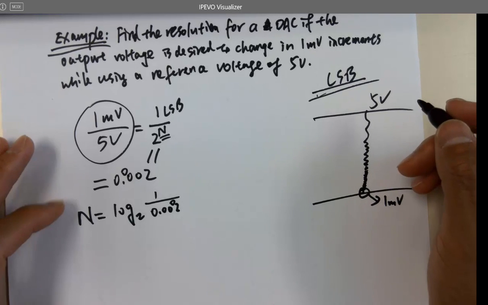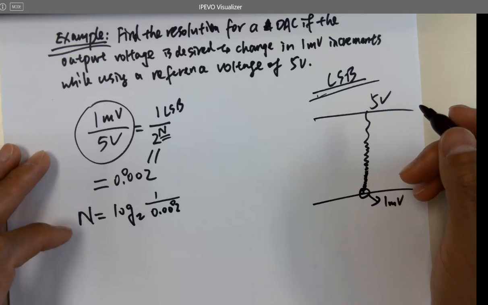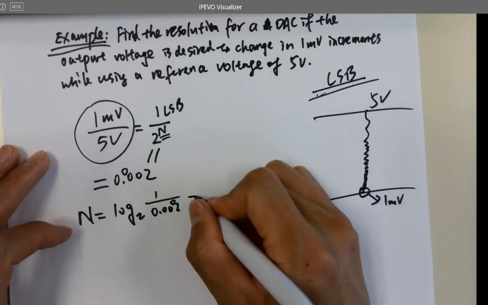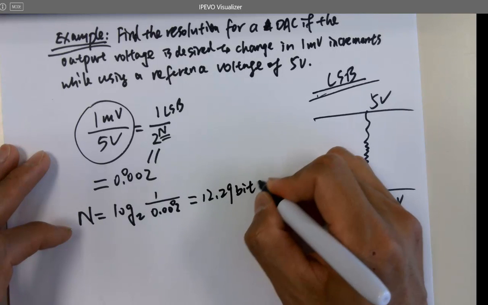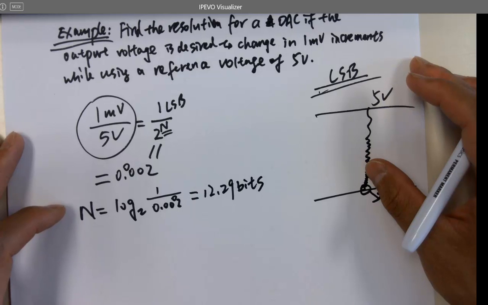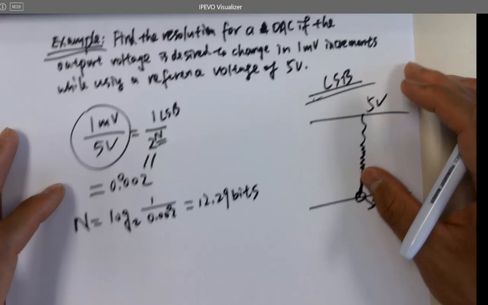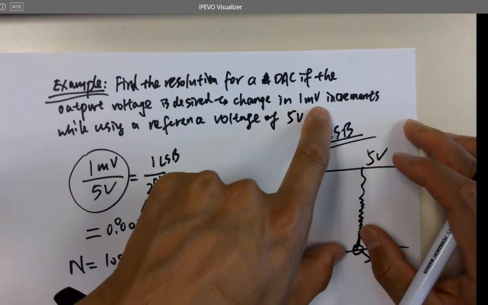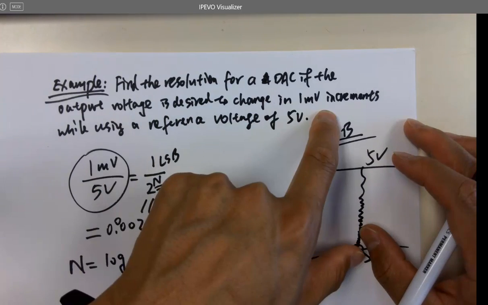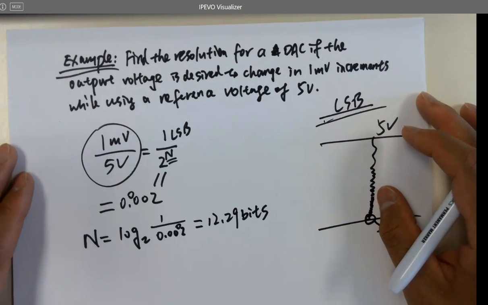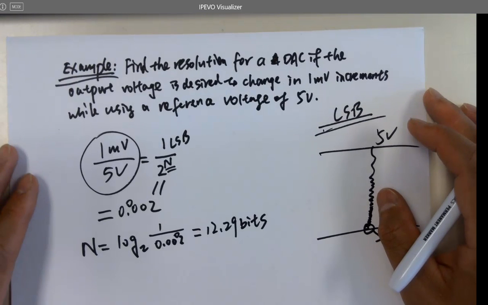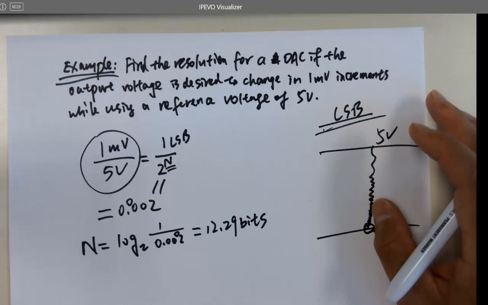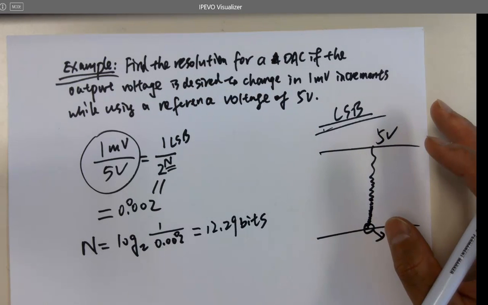So you can solve for n. And what is that? This equals 12.29 bits. So in that case, would you round down or not? What do you think? Probably a higher resolution, obviously. It's always good to have a higher resolution, as long as your circuit can run that fast.